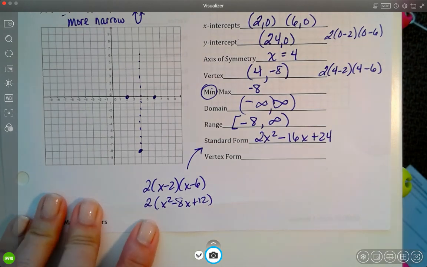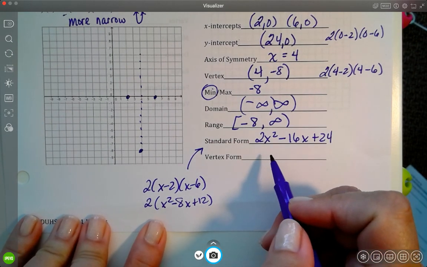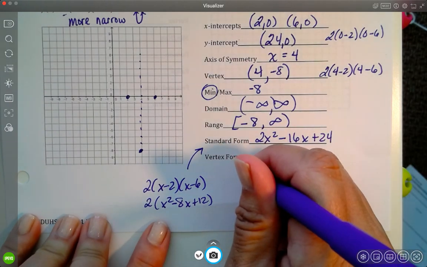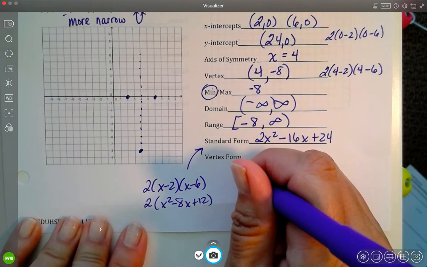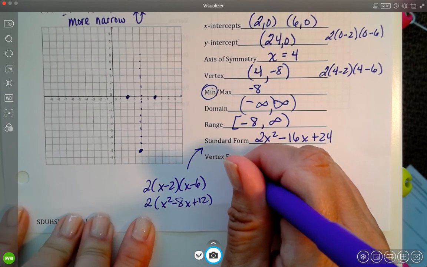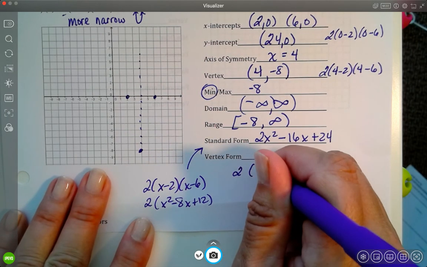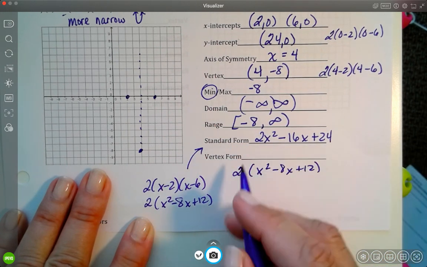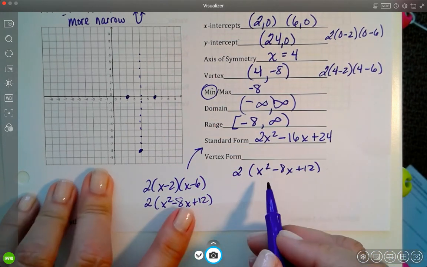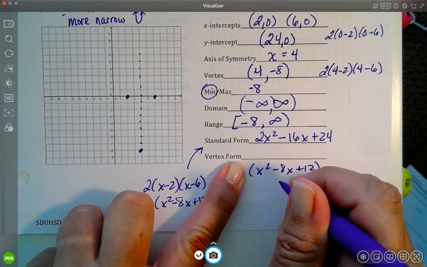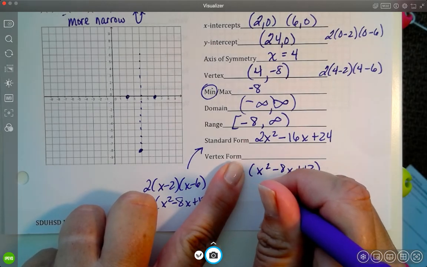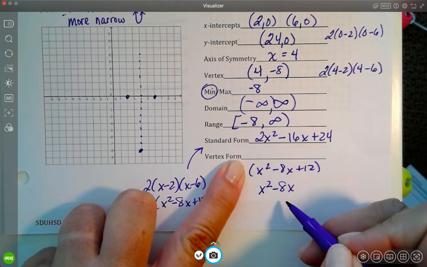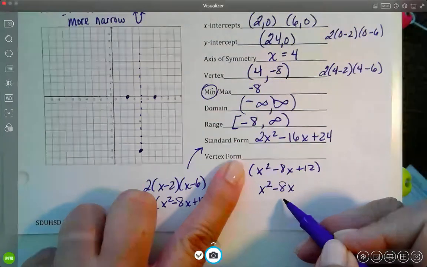And then vertex form, I need to complete the square. So remember, the first thing you have to do is make a 1. So first I have to factor out this 2. So I'm going to keep this 2 out here. I have 2 times x squared minus 8x plus 12. And I'm just going to forget about this 2 right now. Just work on this. So I want ax squared minus bx. So x squared minus 8x. Half of b is negative 4. Square it, you get 16.